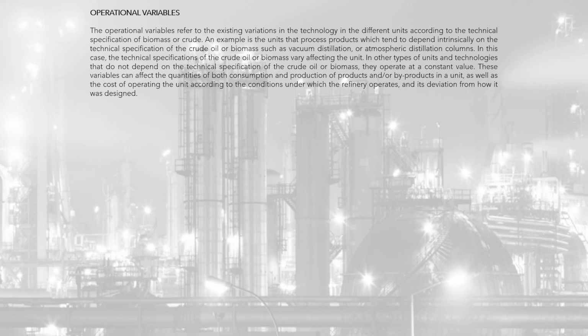Operational variables. The operational variables refer to the existing variations in the technology, in the different units according to the technical specification of biomass or crude. An example is the units that process products which tend to depend intrinsically on the technical specification of the crude oil, or biomass, such as vacuum distillation or atmospheric distillation columns. In this case, the technical specifications of the crude oil or biomass vary, affecting the unit. In other types of units and technologies that do not depend on the technical specification of the crude oil or biomass, they operate at a constant value.